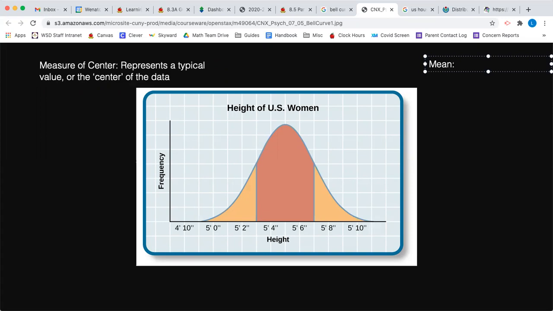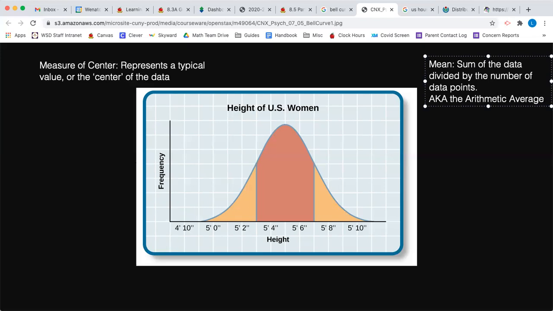Mean is the sum of the data divided by the number of data points, aka the average. In particular, this would not just be the average, this would be the arithmetic average. If we're talking about the height of US women, for example, you would just take the heights of all of the women in the United States, add them up, and then divide by the number of women in the United States. And that would give you the mean or the average.